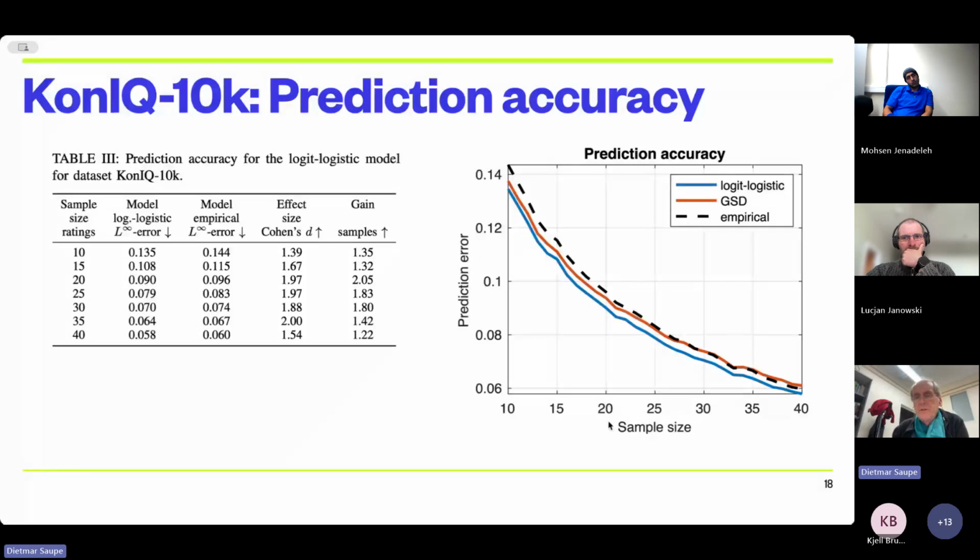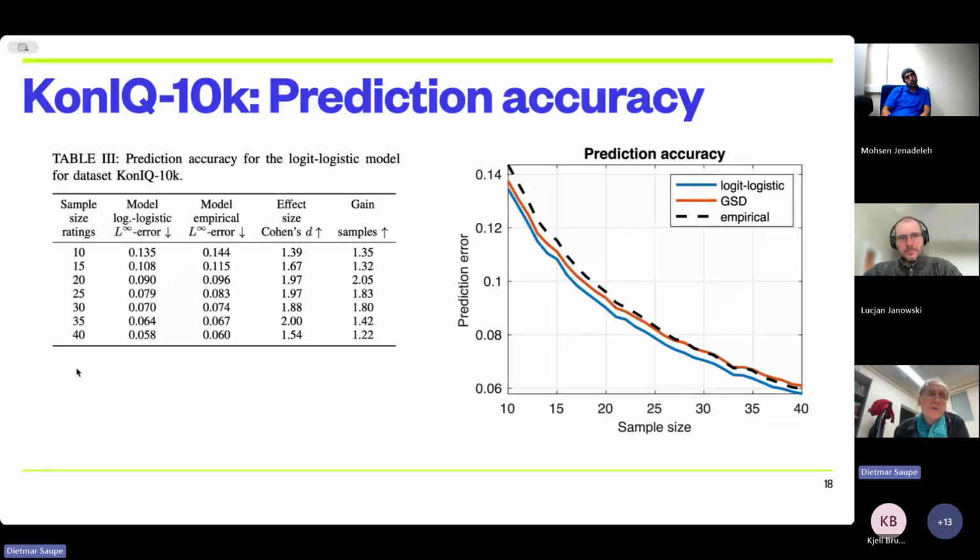So, for example, if we take a sample size of 20, which is well in the range where BT.500 would propose, then we can see, if we go to the right, how many more samples we would need for the empirical model to reach the same prediction accuracy, the same prediction error that we have for the logistic. And so the difference here, the horizontal one, is about 2 units. So we have to add 2 more subjects to our study in the lab or in the crowd to reach the same generalizability. So this is the gain here in samples, 2 samples out of 20.